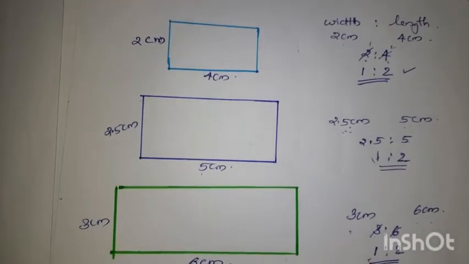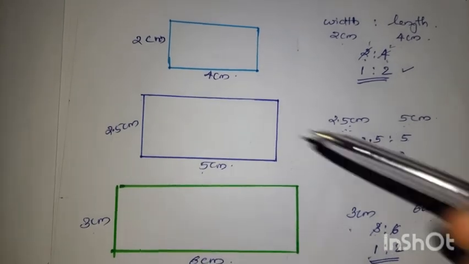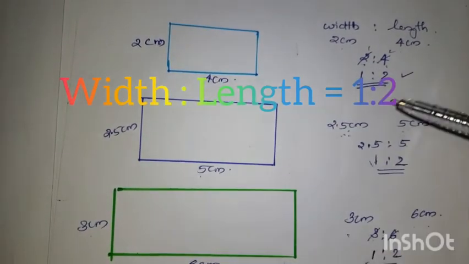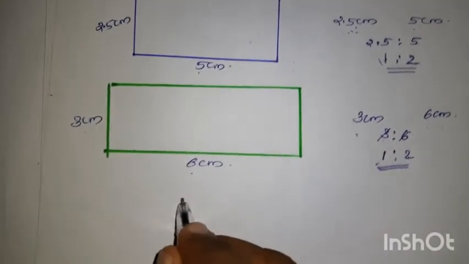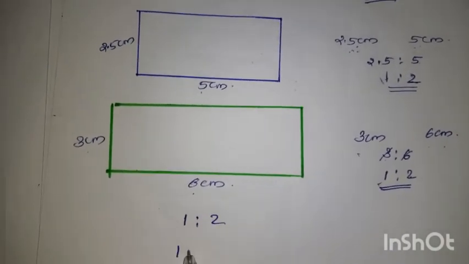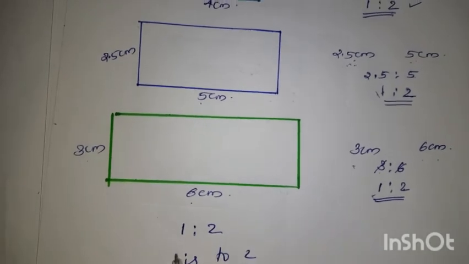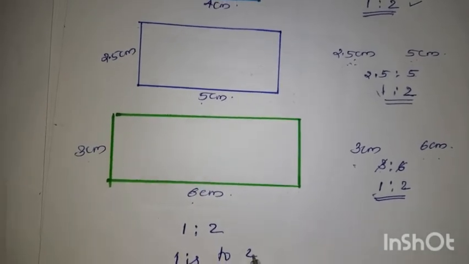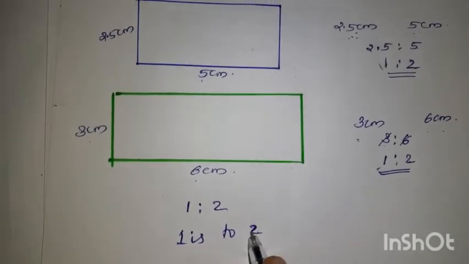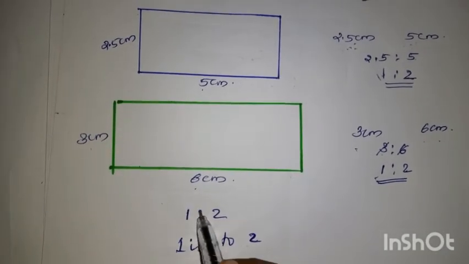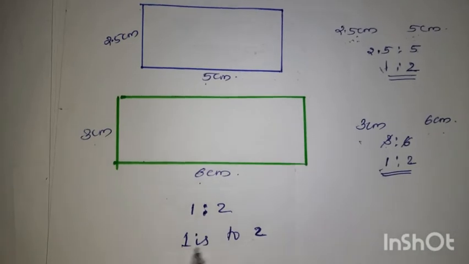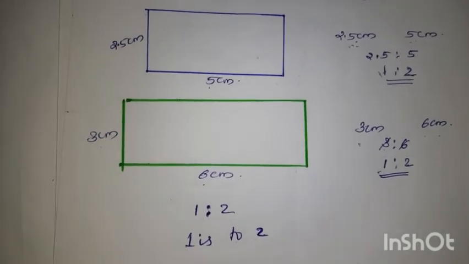Commonly you can say in all these rectangles, the width length ratio is 1:2. That you can write like this: 1:2. You can say like that, 1:2. The symbol should be written like this: 1:2. It is saying that 1:2.